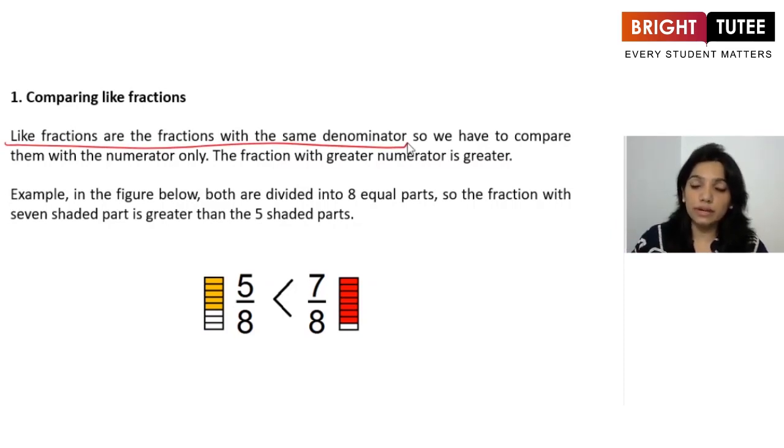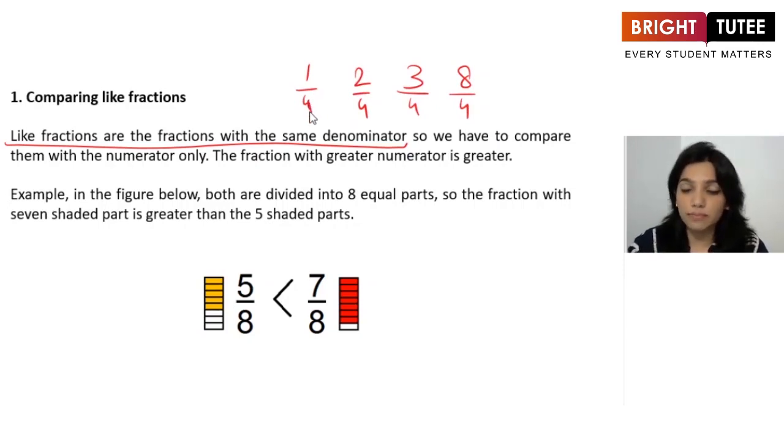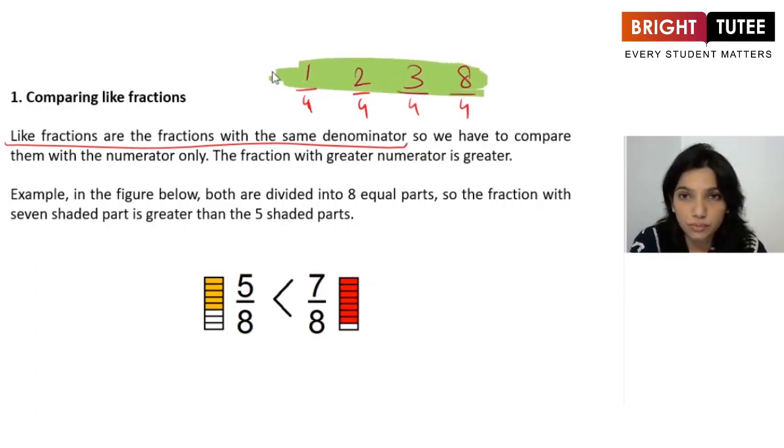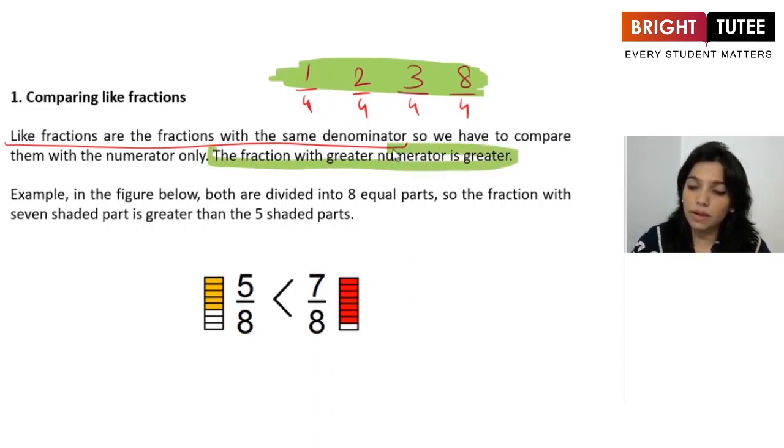So whenever you see like fractions, say 1 over 4, 2 over 4, 3 over 4, 8 over 4, whatever you see, every time you notice the denominators, they're just same. So what we do, instead of looking at the denominators, we are just going to consider the numerator part. We are just going to look at the numbers sitting on the top in the fraction. Okay. And this is where you see how we are going to compare. The fraction with greater numerator is greater. Simple. Let's see this with the help of an example here.